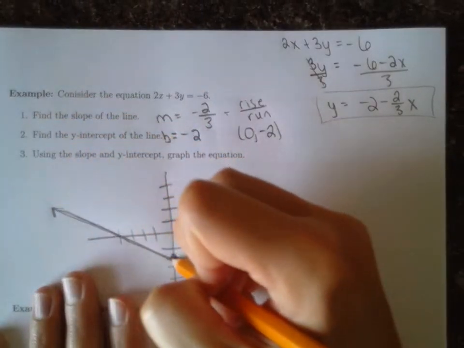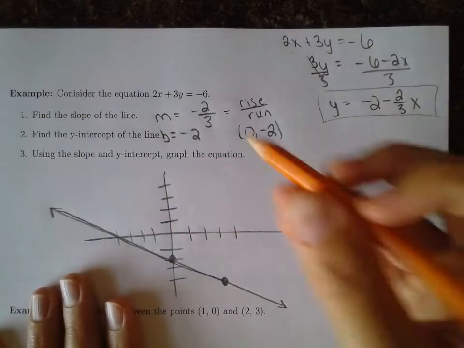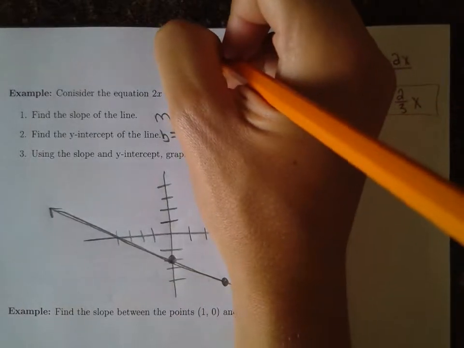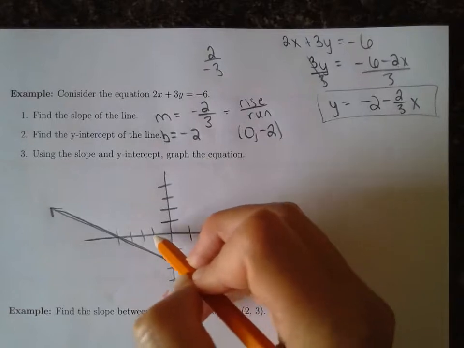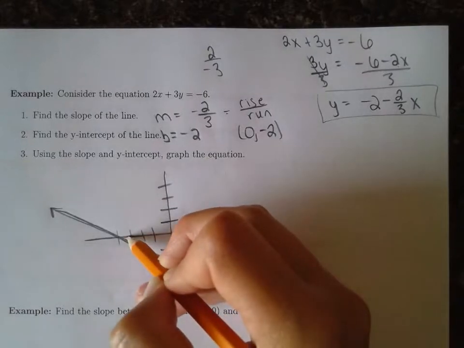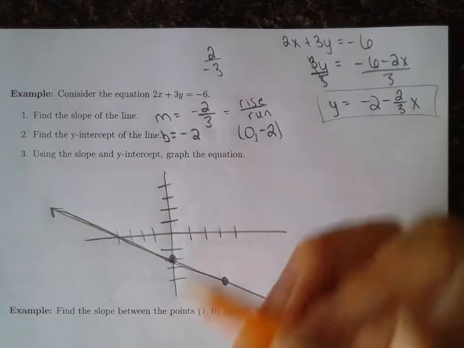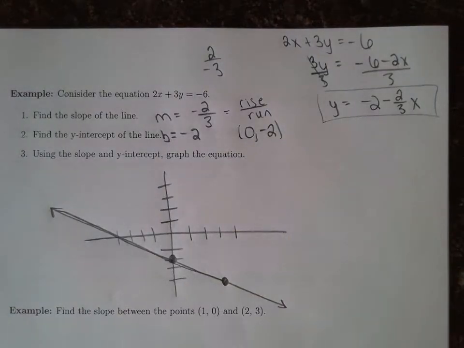So if you instead said 2 over -3, you would have gone up 2 and then to the left 3, which is not lining up perfectly here. So you'd have a different point, but it's still the same line.